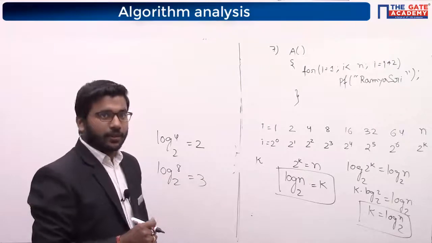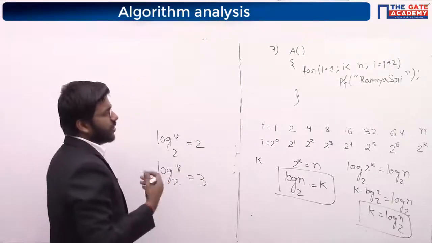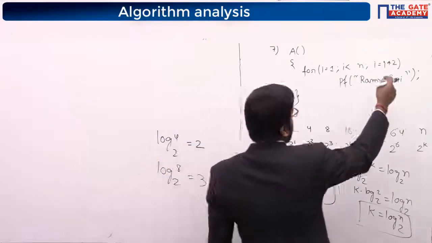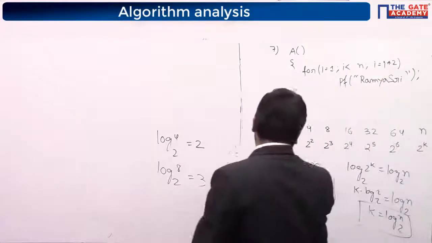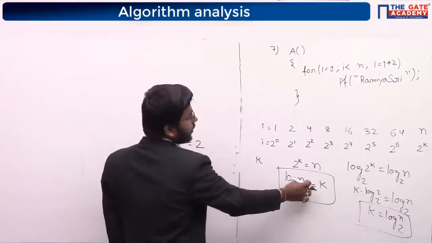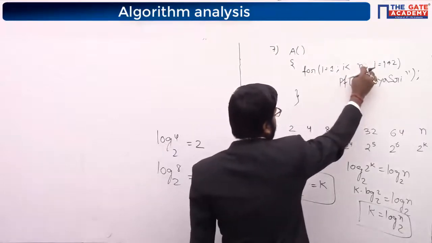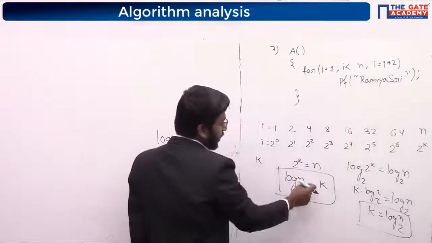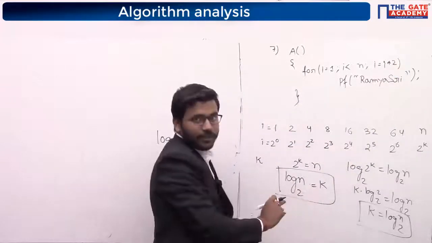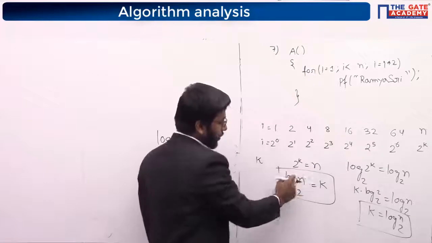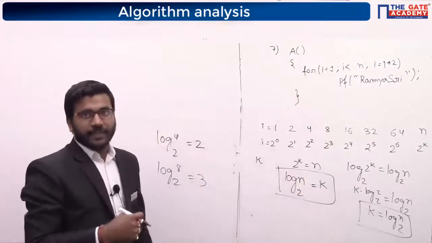Yeah. So for this type of question, just see with which number it is incrementing. That will be the base, and the value of whatever it is here, n, then it's log n base 2. If I increment it by 3, then it will be log n base 3. If I increment by 4, log n base 4. Like this it will go.